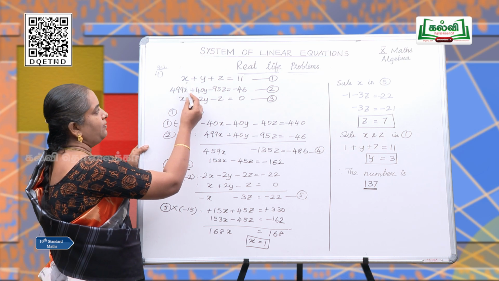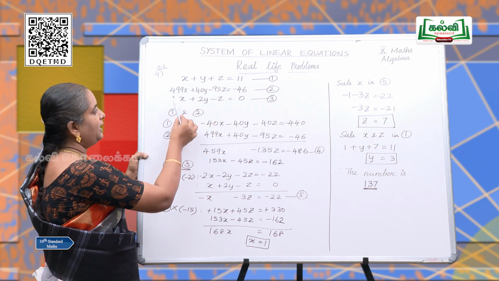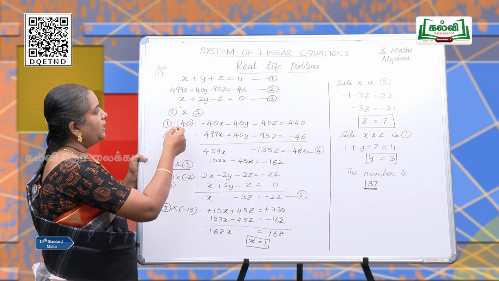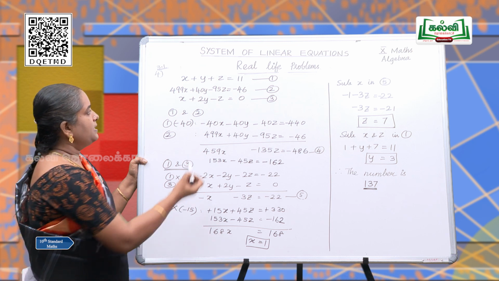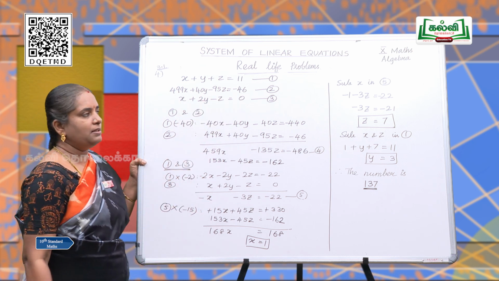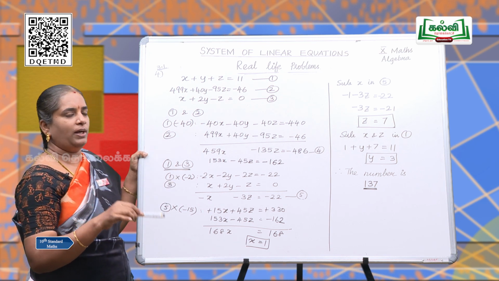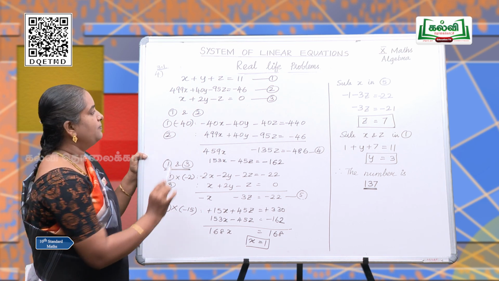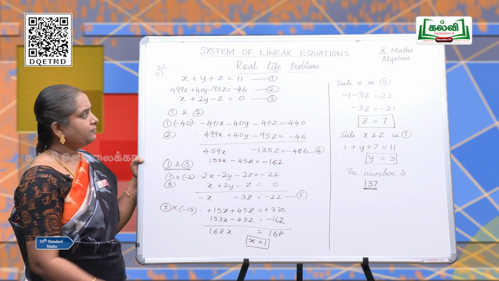So, the first equation goes as x plus y plus z is equal to 11, the second equation is the larger one, and the third equation is x plus 2y minus z is equal to 0. Among these 3 equations, y has the largest coefficient, 40. So, we have to eliminate y from all those 3 equations. First, let us take the first and the second equation.